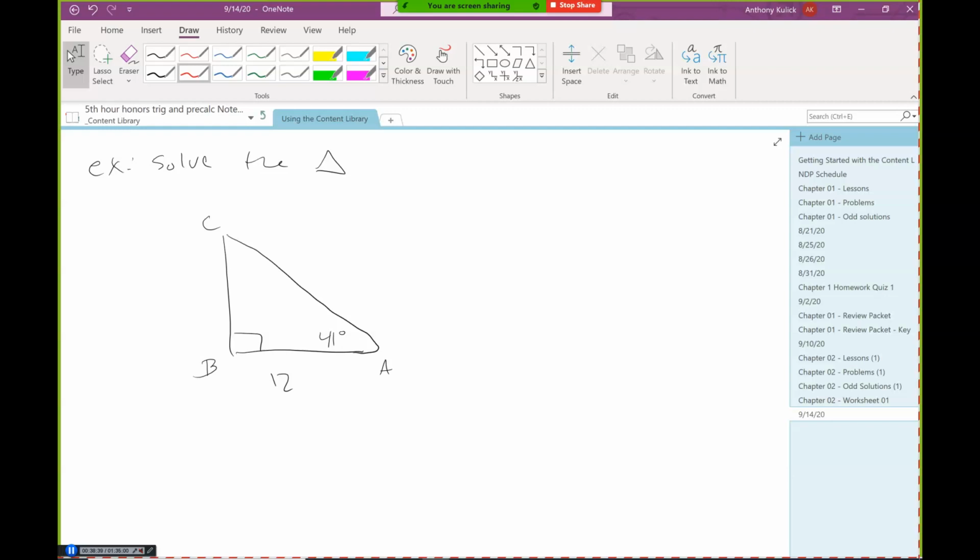So what do you want to start by finding? Great, let's find angle C. How would I find that? Okay, so I can do 180 minus 41, or you could just do 90 minus 41. Either is fine. So I have 49 degrees for angle C.